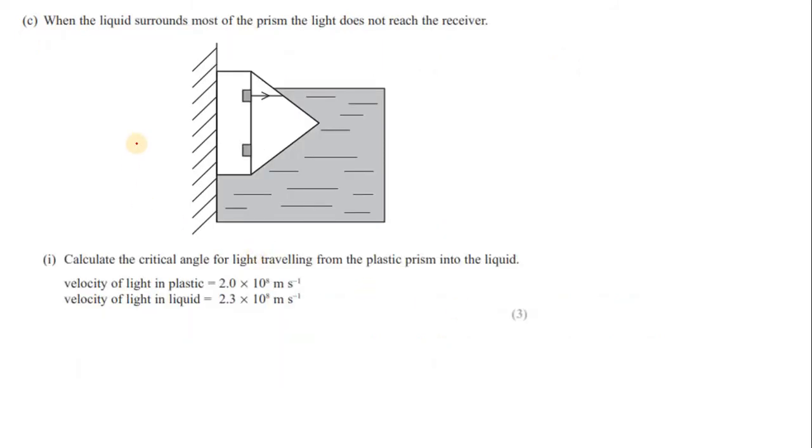Part C, when the liquid surrounds most of the prism, the light does not reach the receiver. Calculate the critical angle for the light traveling from the plastic prism into the liquid. The velocity of the light in plastic is this, and the velocity of the light in liquid is this. We need to find the critical angle, C.